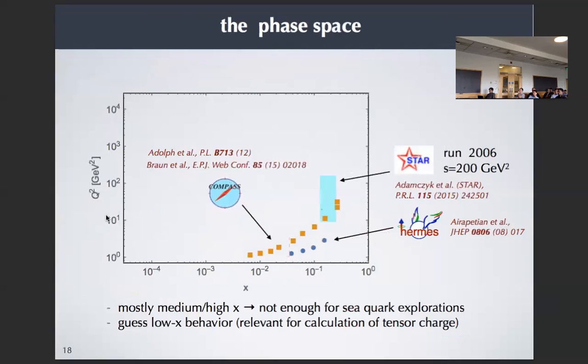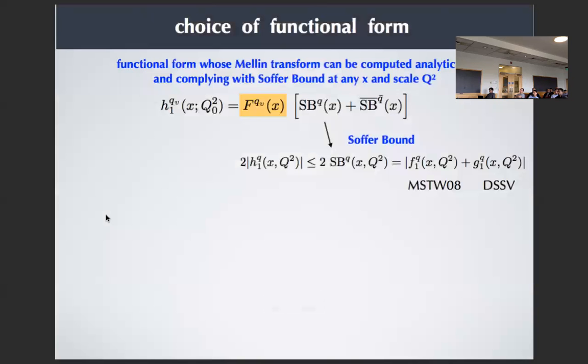And this brings me to discuss which functional form we use to perform this fit. So the starting point is that we want to fulfill the Soffer bound always. So we start from the analytical expression of the Soffer bound at some starting scale, Q0, and we build it using the MSTW parameterization for the unpolarized PDF and the DSSV parameterization for the helicity. And for the moment, everything is done at leading order, just to keep things simple. And again, work is in progress to improve it.